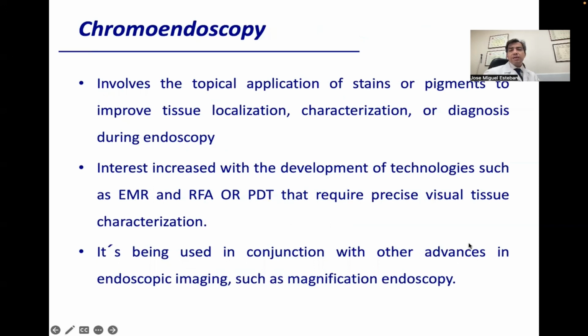Chromoendoscopy involves the topical application of stains or pigments to improve tissue localization, characterization, or diagnosis during endoscopy. Interest has increased with the development of technologies such as EMR, ESD, RFA, or photodynamic therapy that require precise visual tissue characterization, and it is used in conjunction with other advanced endoscopic imaging such as magnification endoscopy.